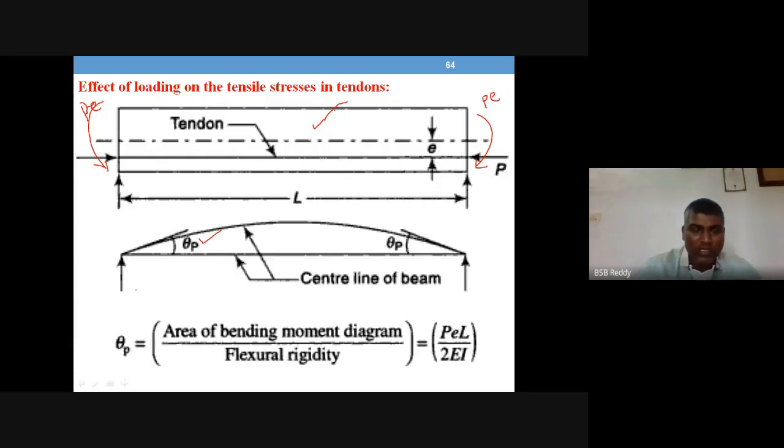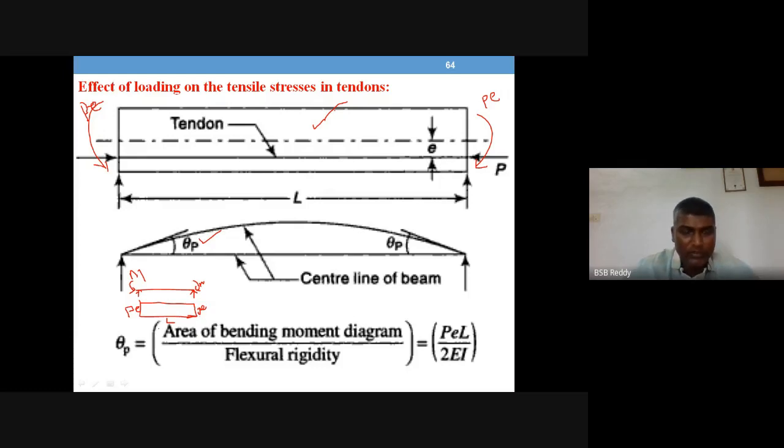So now you have a simply supported beam with moments at the ends like this, applied moment M at the ends. The bending moment diagram for this is a rectangle. P into e is the value of the bending moment at both the ends. This is L. So this is the BMD, which we will be using for finding the slope value.